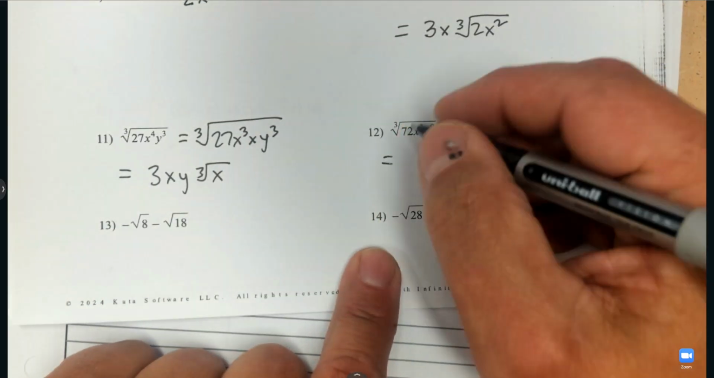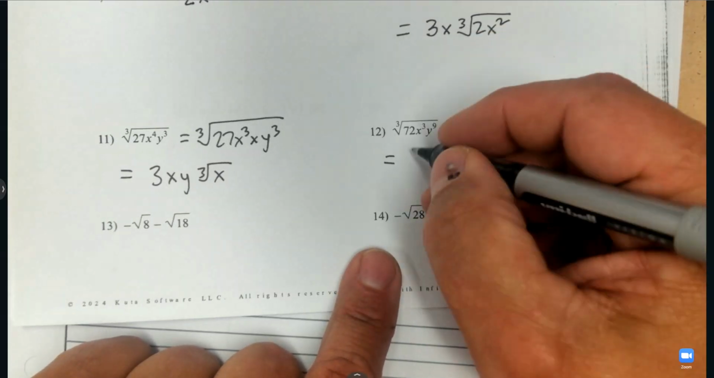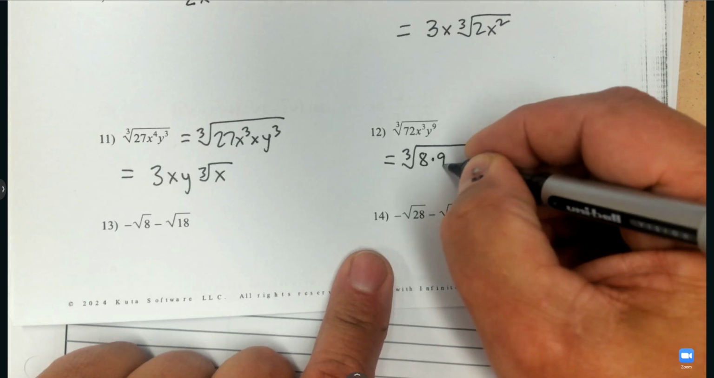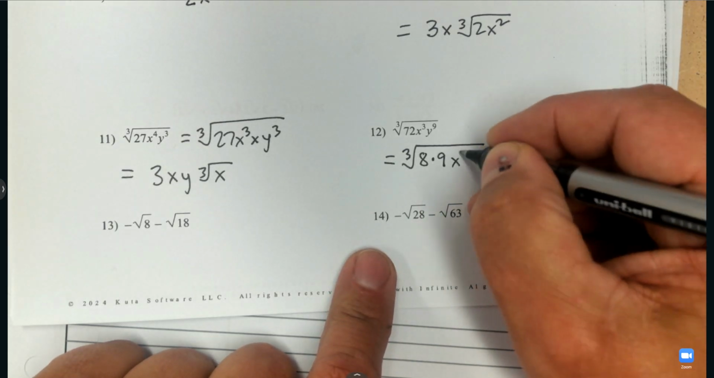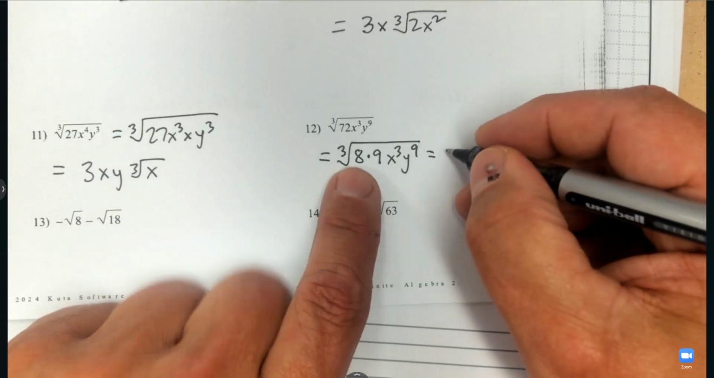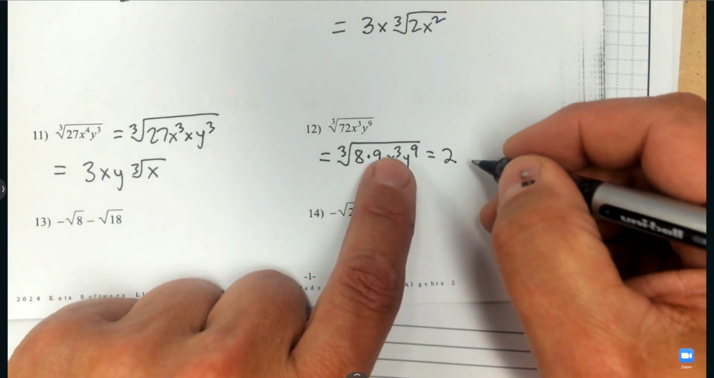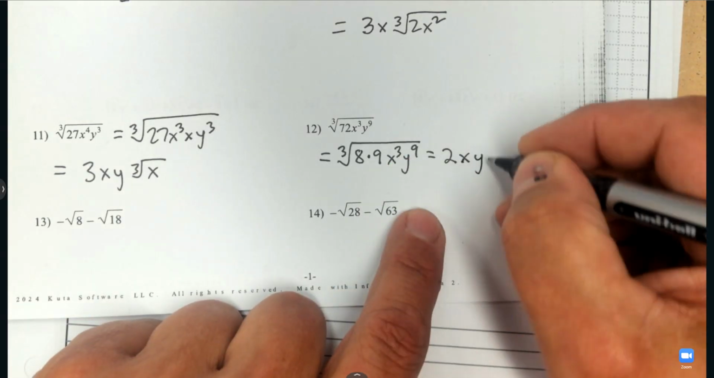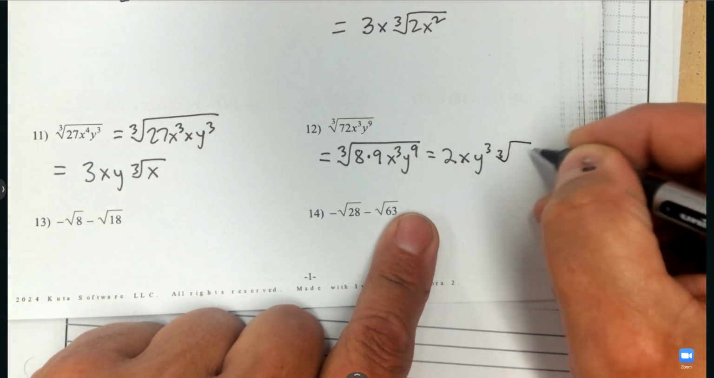72 is 8 times 9. And then the rest I can simplify because they're multiples of 3. So the cube root of 8 is 2. Divide the exponent by 3, that's x. Divide by 3, and then what's left behind is 9.